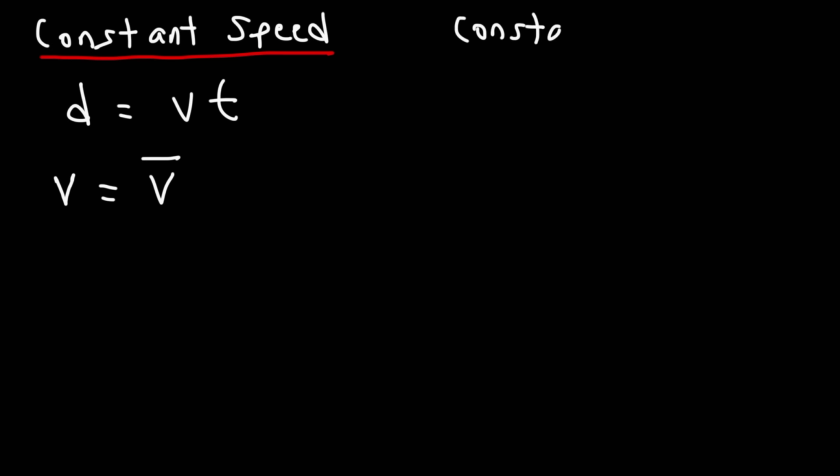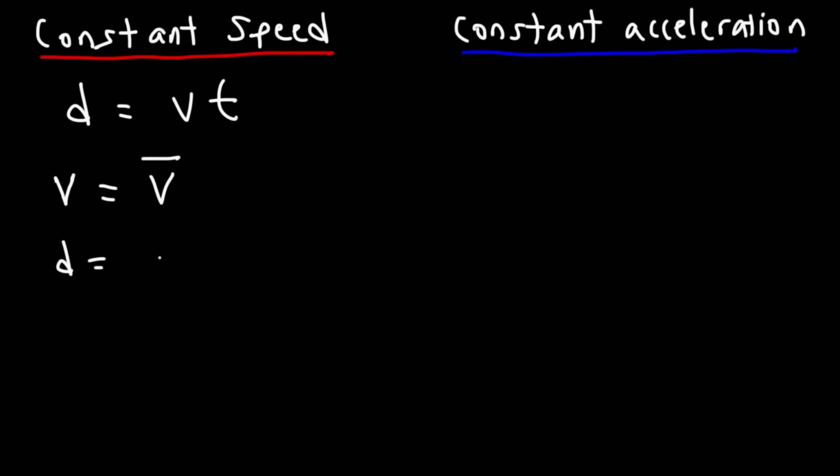Now let's talk about when objects are moving with constant acceleration. And by the way, remember, if you're using displacement, displacement is the final position minus the initial position. But if you're dealing with distance, you don't have to worry about that. So just keep in mind if you're using D as displacement or distance. Now for constant acceleration, we have some formulas that we need to take into account.